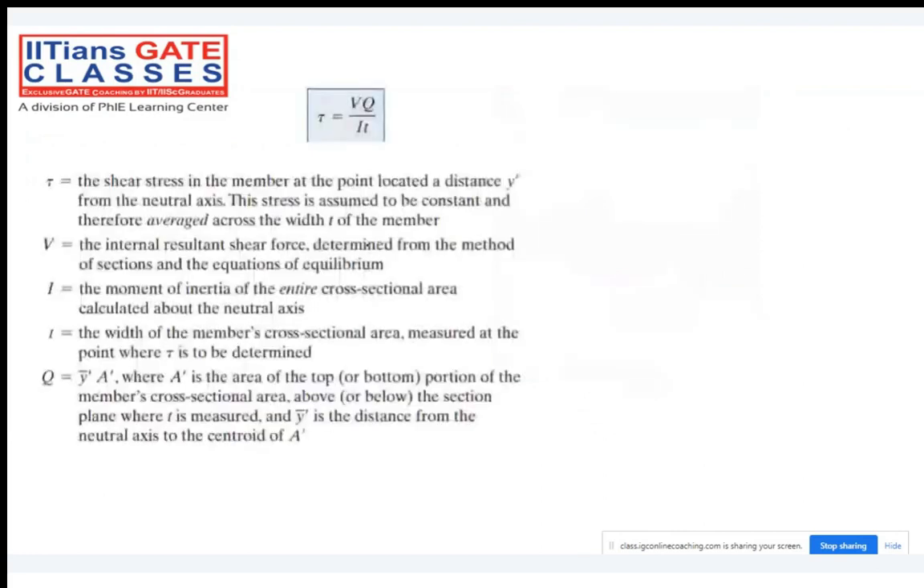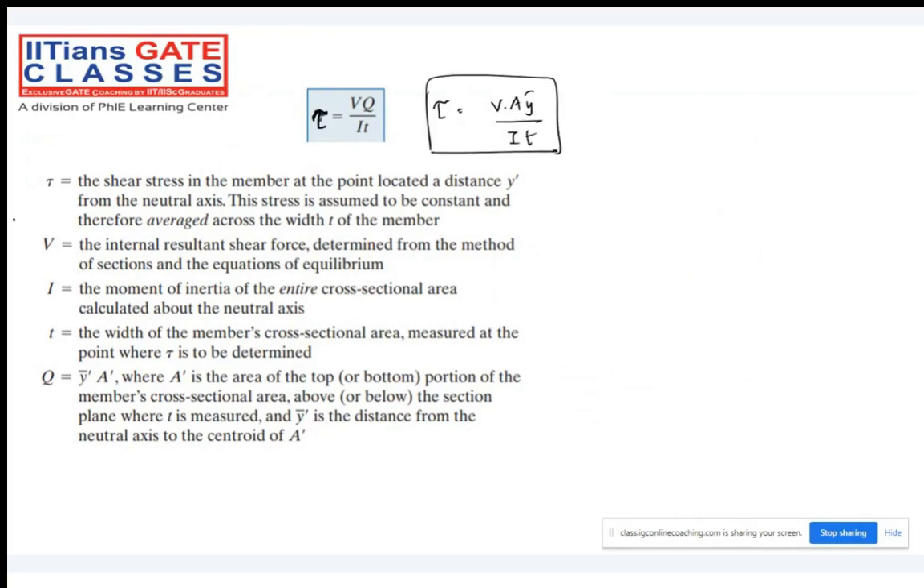Note down a very important formula to calculate the shear stress. Only a single formula is there, but a very important formula. Tau is equal to VQ divided by I T. VQ means we can also write tau is equal to V into A into Y bar divided by I multiplied by T. Note down each and everything.